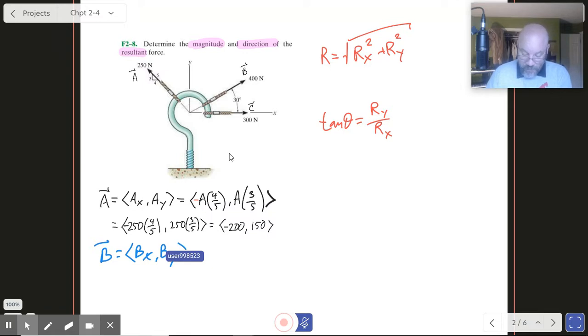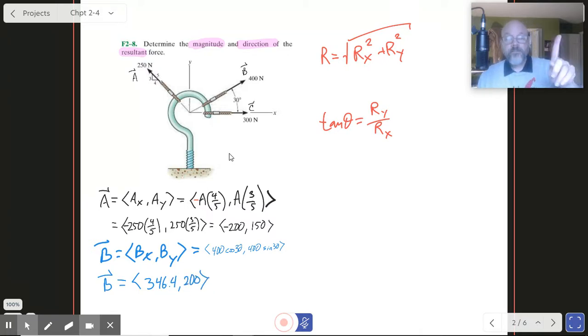And vector B is the one that's at the 30-degree angle. So that means we're going to have, I'm going to go ahead and put some numbers here, 400 cosine of 30, 400 sine of 30. And when you run your numbers on that, what you're going to get is 346.4 and 200.